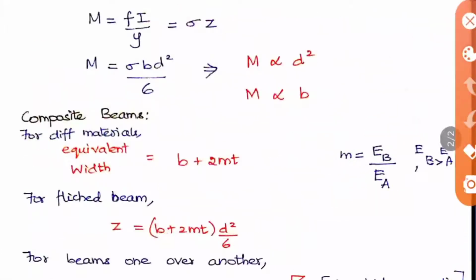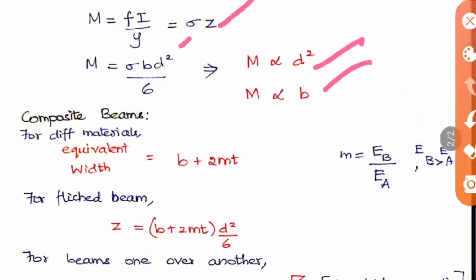And then M is equal to FI by Y. Again they have written like this. Here F by Y and I by Y is nothing but Z, so they have denoted it as F into Z. F is again the stress here, and this will be equal to B d square by 6, because the section modulus Z for a rectangular section we have already studied is B d square by 6. From this, what they are conveying is M is proportional to d square.